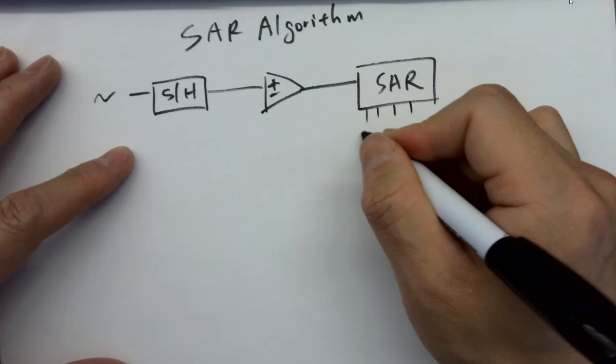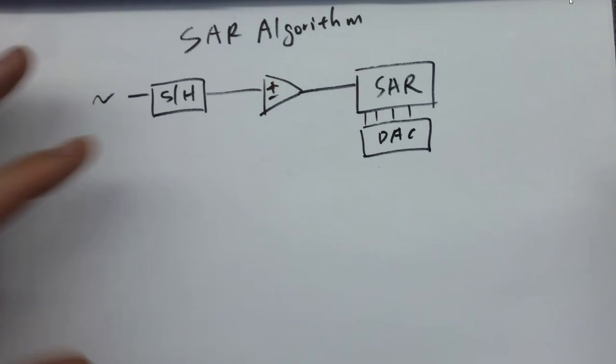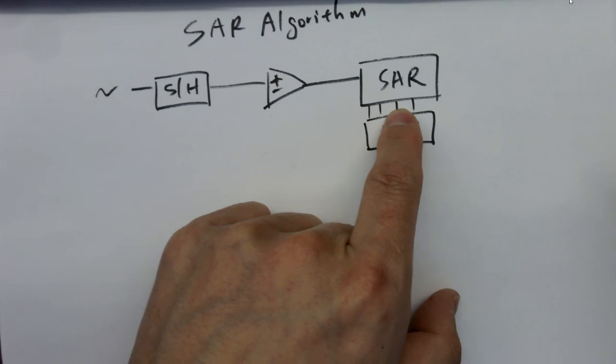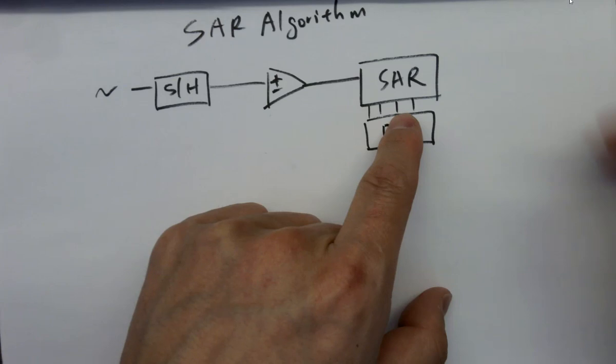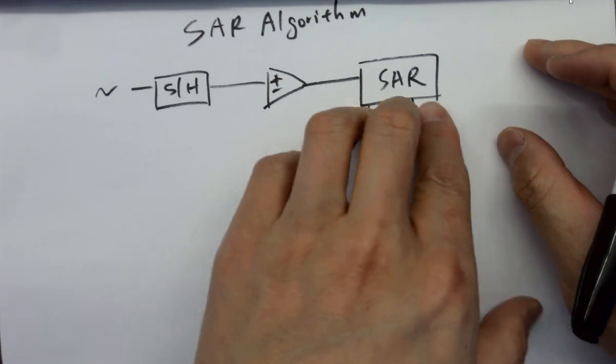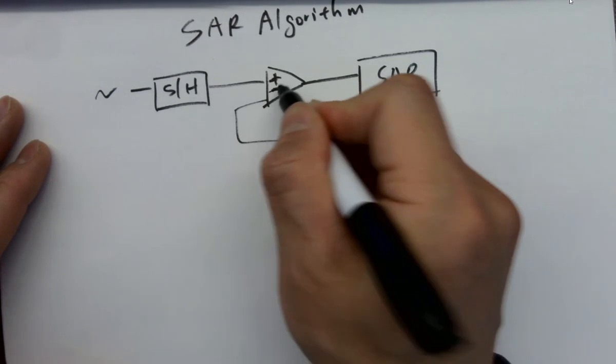So let's say it's a 4-bit, and you need a DAC to convert all the results, either final results, beginning results, or intermediate results, doesn't matter. Any digital signal that appears here will be converted to an analog version of it, and eventually fed back to the comparator.